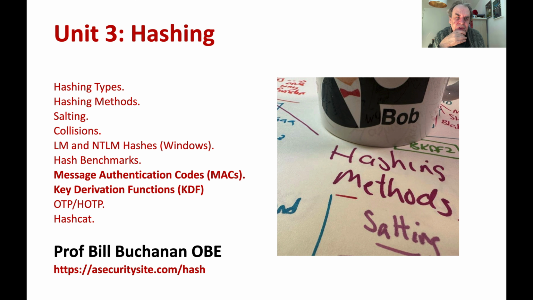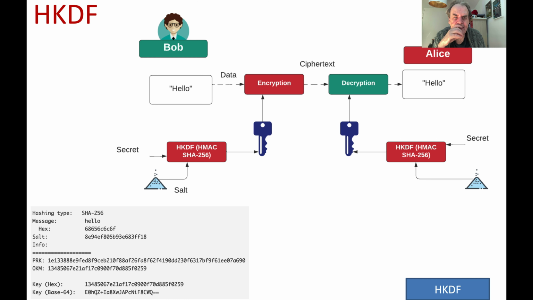Another area where we use hashing methods is to generate encryption keys. We do that by taking some secret or some random value, feeding it into a key derivation function, and then producing an output encryption key. Here's an example of the HMAC key derivation function, or HKDF. This is used in TLS 1.3 and is an extremely useful method for generating encryption keys.